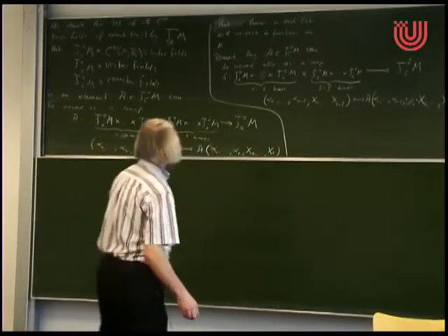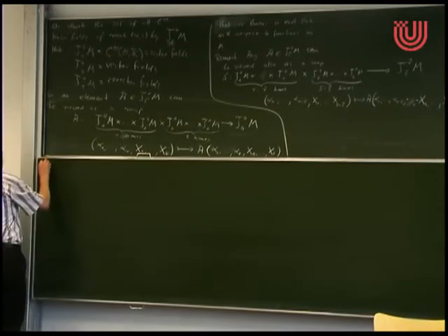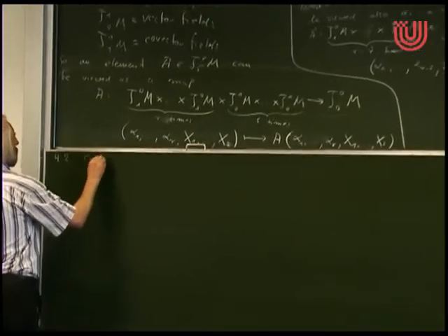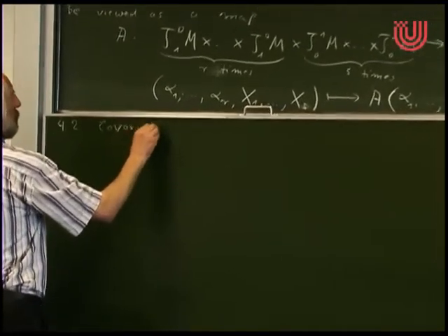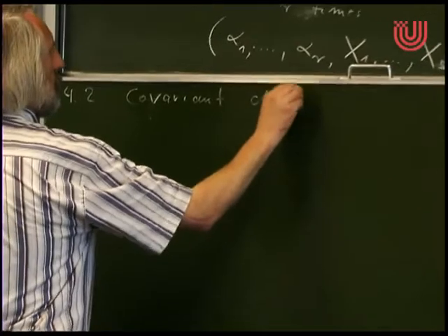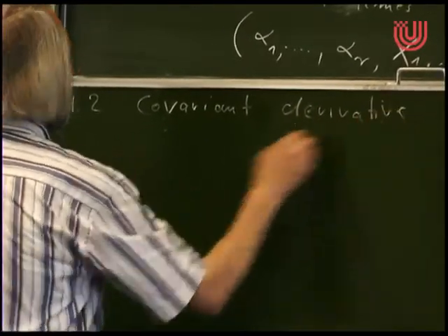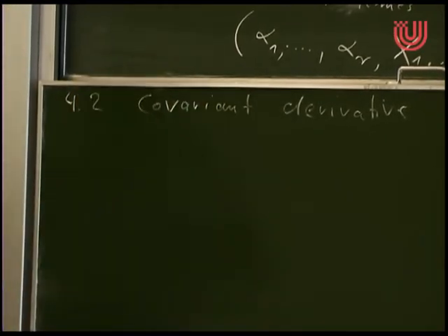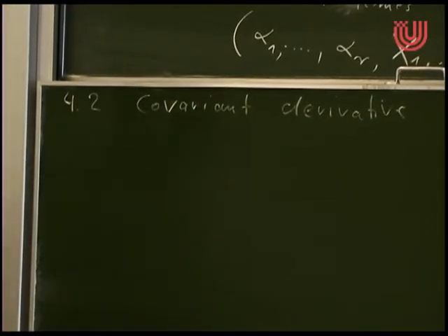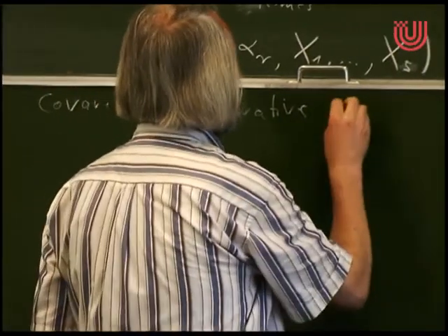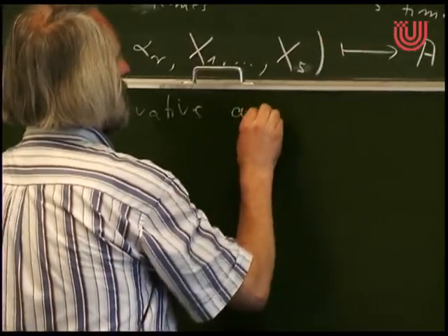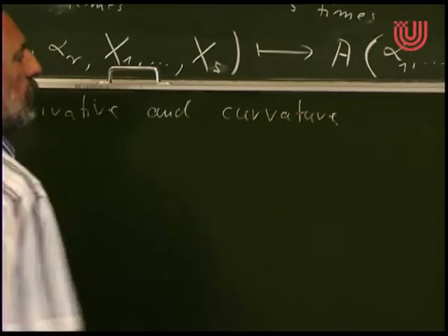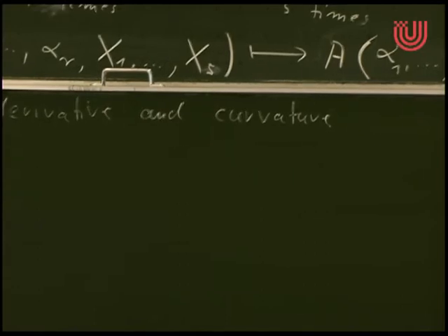So that's 4.2, I think. No, let me write covariant derivative. Covariant derivative. So that's a certain additional structure which we want to define, and I will explain why it is necessary to introduce an additional structure. And with the help of covariant derivatives, we can then also define what is curvature, which obviously is a very important notion for relativity.